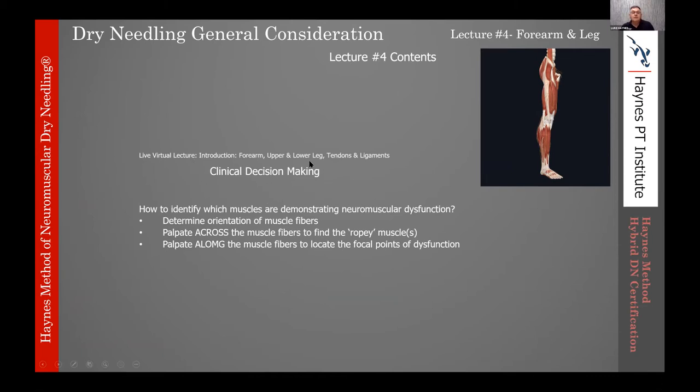On clinical decision making, I'm going to vary a little bit from what I've done in the last three lectures. Here I want to talk about how to identify which muscles are demonstrating the neuromuscular dysfunction. We want to first determine the orientation of the muscle fibers. Then we want to palpate across the muscle fibers to find the ropey muscles. And then we want to palpate along the muscle fibers to locate the focal points of dysfunction. That brings us to the first video of the day.